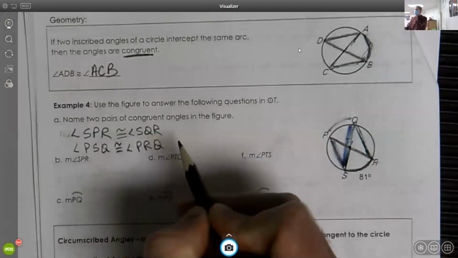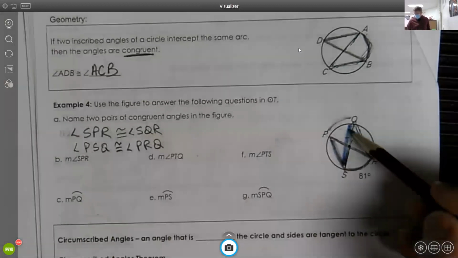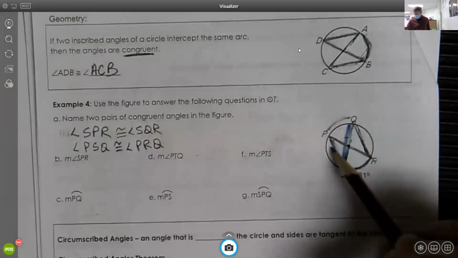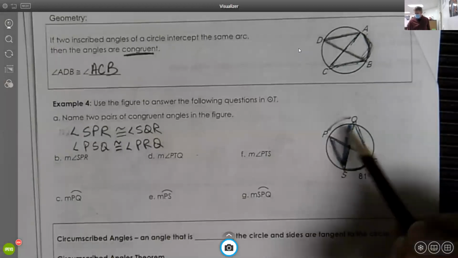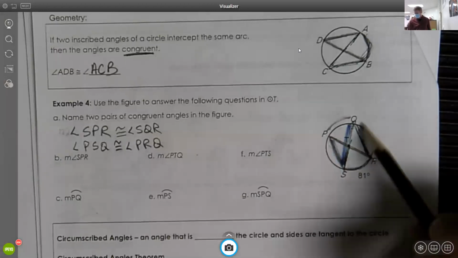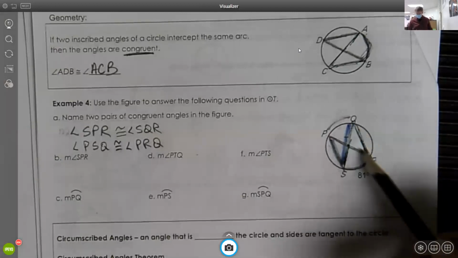So you've got to use your eyes. You can trace it out with your finger. You can trace it out with your pencil. You can trace it out with your eyes. But you really got to pay close attention to the angles that are touching at P and Q. And those two different angles are going to have the same measurement.